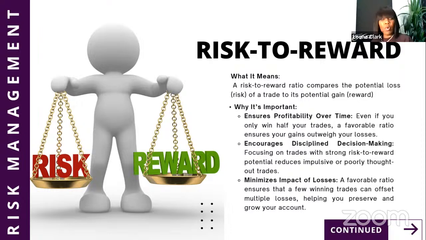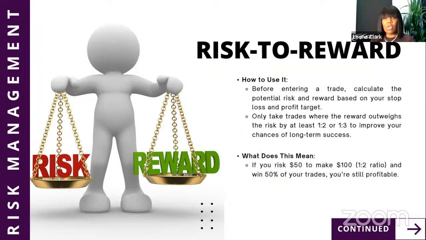Number 3 is it minimizes impact of loss. When you have a favorable ratio, this ensures that even if you have a few winning trades, that still can offset multiple losses. So the higher the risk to reward, the more losses you can take, but still in the week, in the month, in the year be in profit. Okay. So you're still going to be able to grow your account.